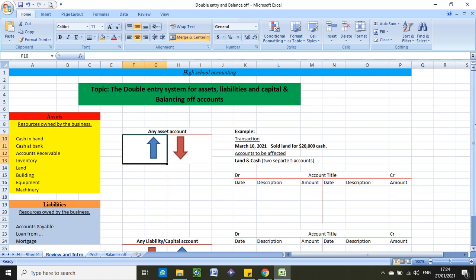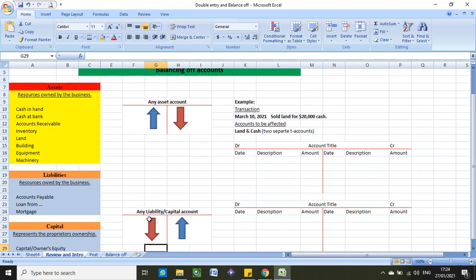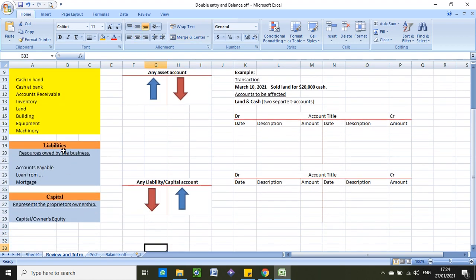That rule never changes, similar to the rule I just explained, whereby assets increase on the debit side and they decrease on the credit side. If you learn that rule, then you should not have any trouble learning the rule for liabilities and capital, because it works the other way around. Liabilities and capital have the opposite rule to assets: they increase on the credit side, which is the right-hand side, and they decrease on the debit side, which is the left-hand side. Keep those in mind.